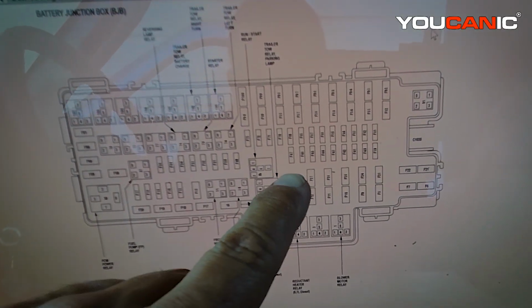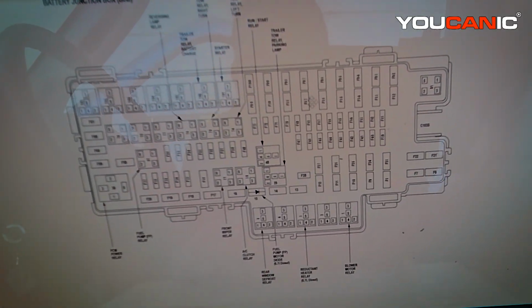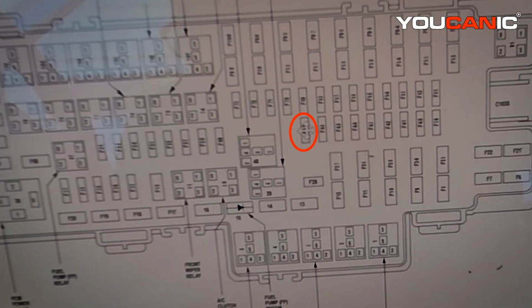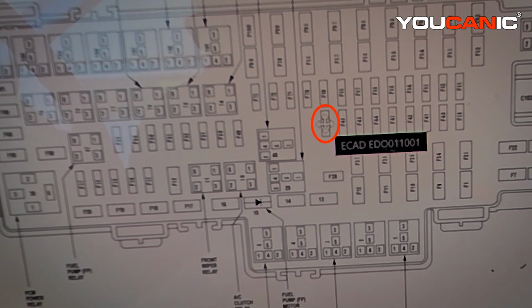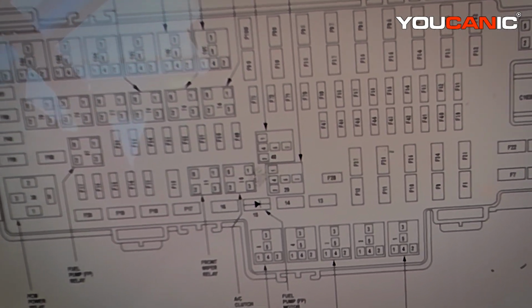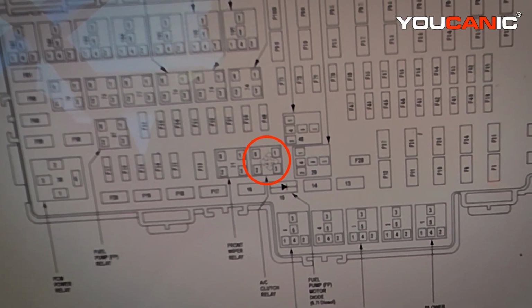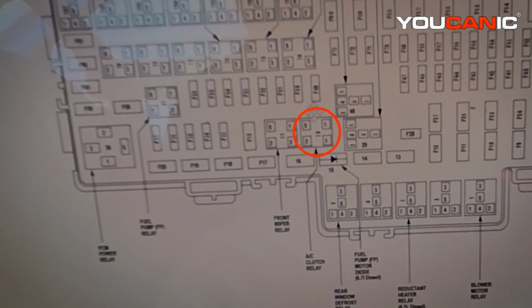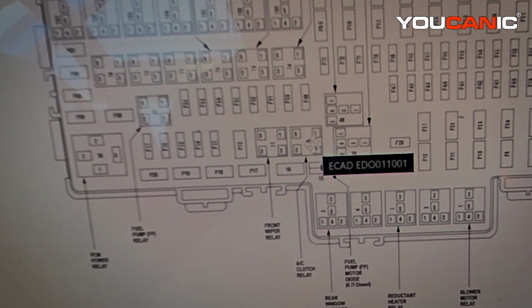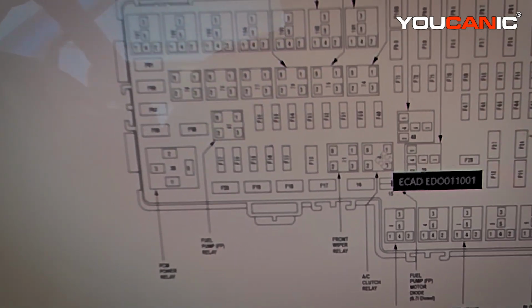So F47 right here, kind of in the middle of the fuse box, and our AC compressor clutch relay is right here. So it is a small relay down in the corner there. All right, let's go back out to the fuse panel and see if we can locate these.